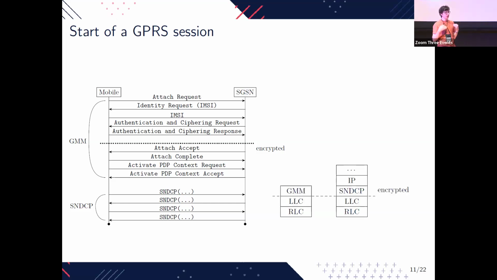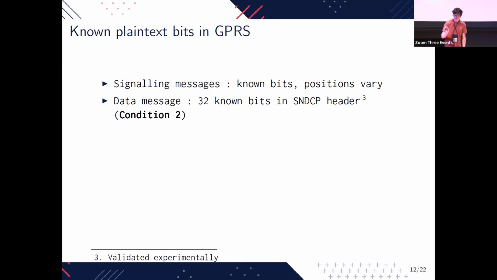About what's encrypted in those messages, because we need the plaintext bits that will allow us to retrieve the keystream, we need to know exactly which bits of the messages are encrypted. Well, we have the lower layers, so the RLC layer and LLC layer, which are in clear text. Then for the GMM protocol, the signaling messages, the application layer GMM is encrypted, and for the data messages, the SNDCP and everything inside is encrypted.